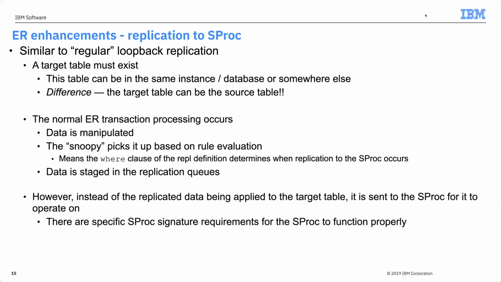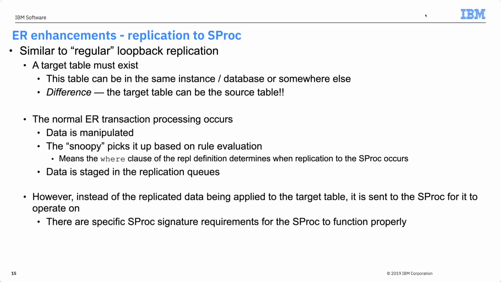As I said, it sits on top of loopback, which means that a target table must exist. However, your source and target table can be exactly the same because the data is never going to get to that target table per se. It's going to be sent to the stored procedure. All the other processes of ER remain the same. On the source side, the data gets manipulated. The Snoopy picks it up, checks all of the variables to see where the data is supposed to go, and then it gets staged in the replication queue. When it arrives on the target, though, it gets routed to the stored procedure rather than the table.